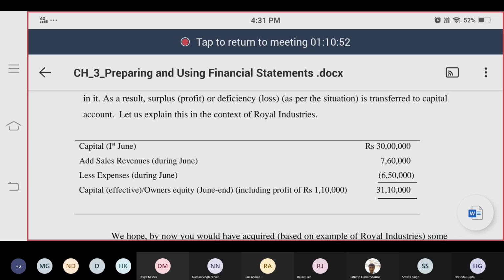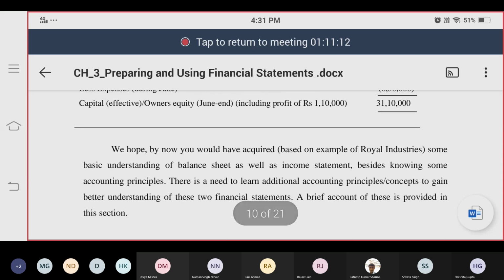Capital that was there in the beginning was 30. To this, we added the sales revenue during June of 7,60,000, less expenses during June of 6,50,000, and from that we got the capital or owner's equity including profit of 1,10,000. So this is how we get the effective capital or the net capital belonging to the owners.